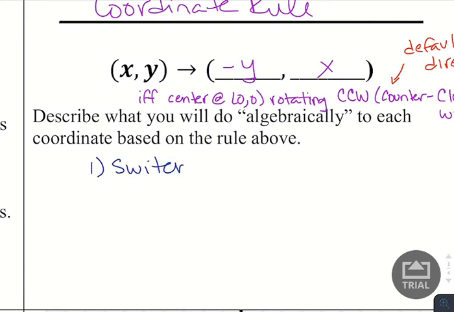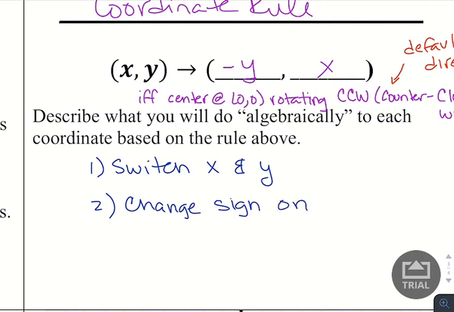Okay, and so the new x used to be the y. Try and draw an arrow. So it used to be the y. Okay, and the third thing you're going to do is keep the sign on the new y, which used to be the x.